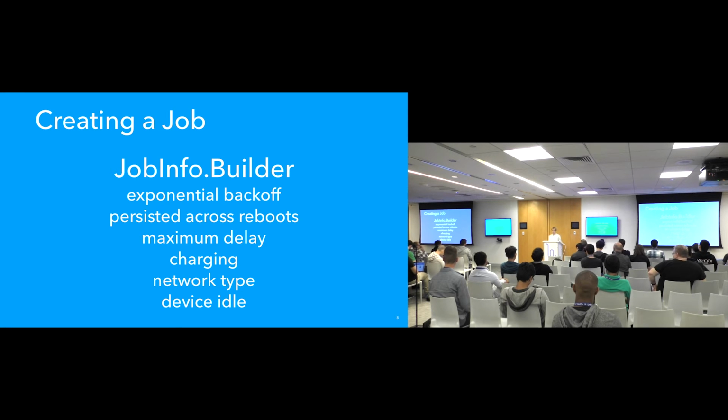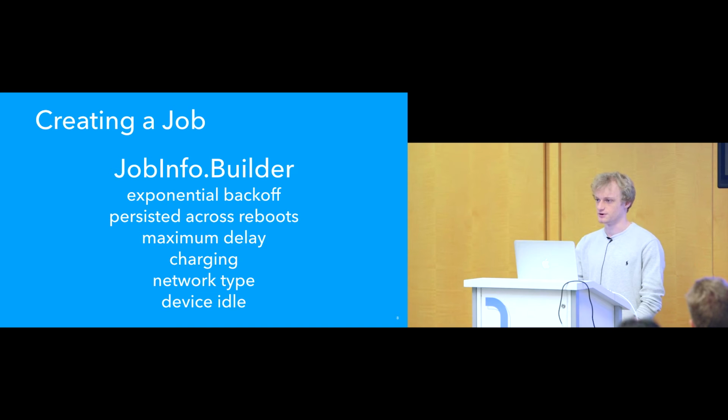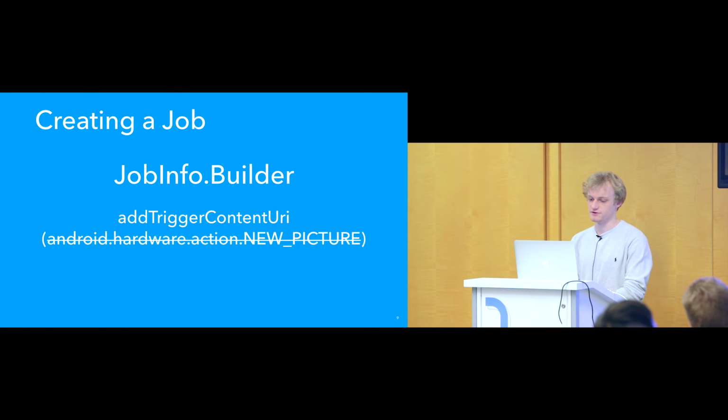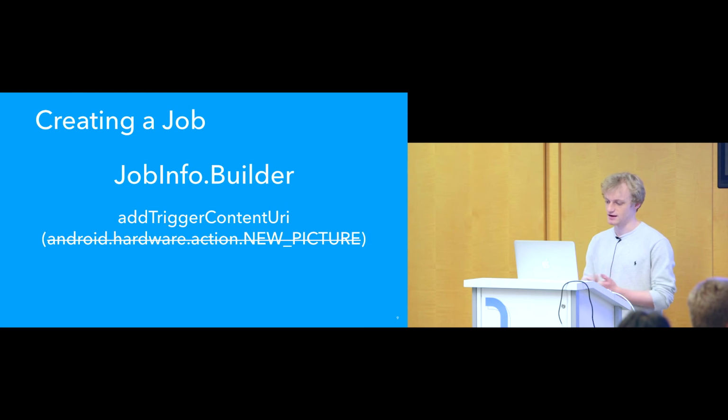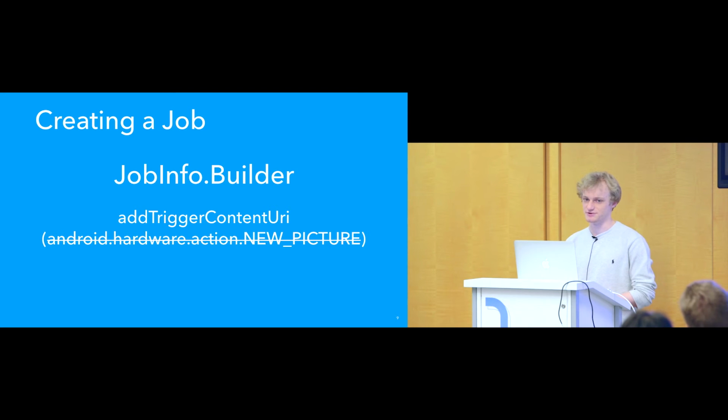So this is typically for larger jobs, like the Google Play Store installing apps, where you don't want to slow down your phone or take the user out of the app while it's installing. Also, in the JobInfo Builder, we have the add trigger content URI. This is a big one because, as I said, things like new picture and new video are gone, and we still want to get changes when this happens.